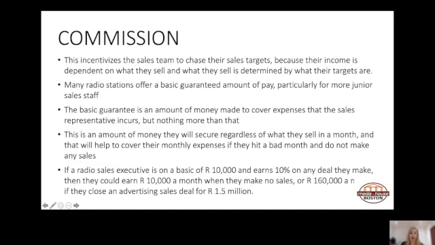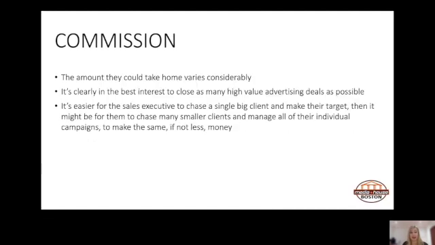So can you see the discrepancy there? So the amount that they could take home varies considerably. It's clearly in the best interest to close as many high value deals as possible. This means that the sales executive with bigger spending clients will make more money than those who are looking at smaller clients, okay? It's also easier for the sales executive to chase a single big client and make their target than it might be for them to chase a lot of smaller clients and manage all of their individual campaigns to make the same, if not less, money.